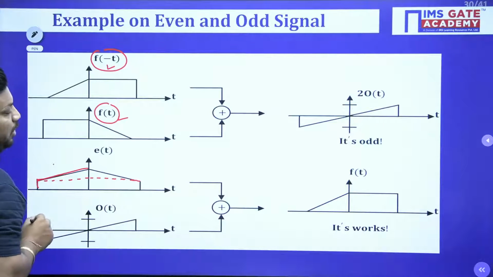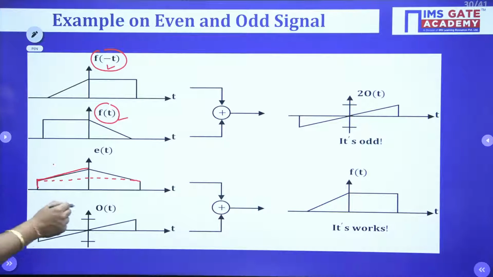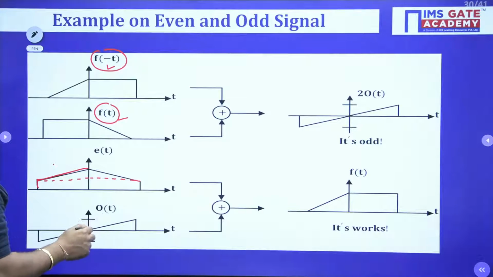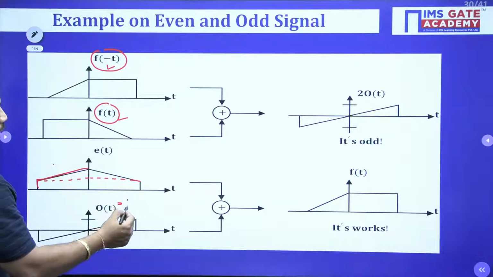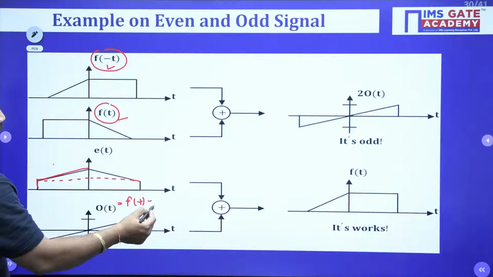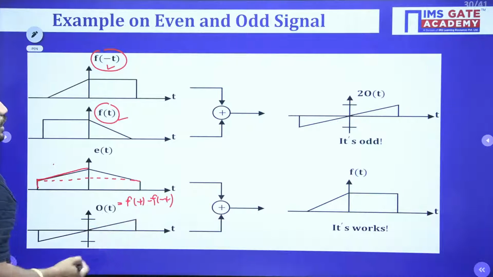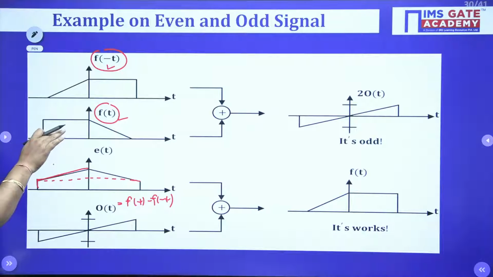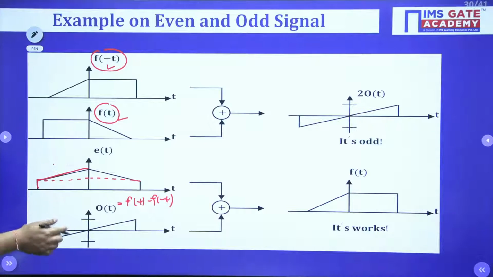Even component, yes or no? Similarly, the odd component's nature is this only. Why? Because this time, to find the odd component, you should actually do f(t) minus f(-t). It means amplitude reversal here. And after that when you add, you will get this odd component of t.